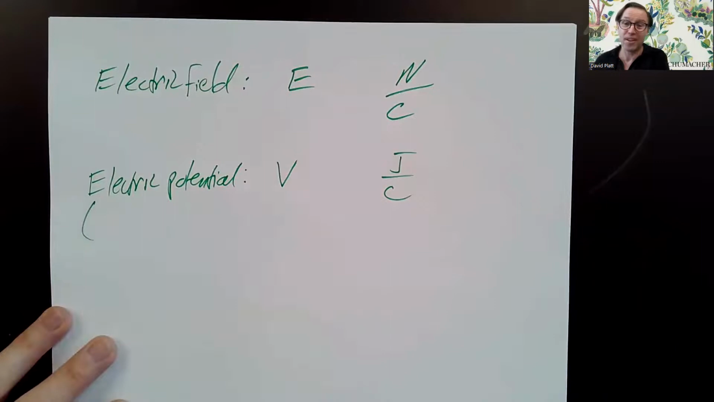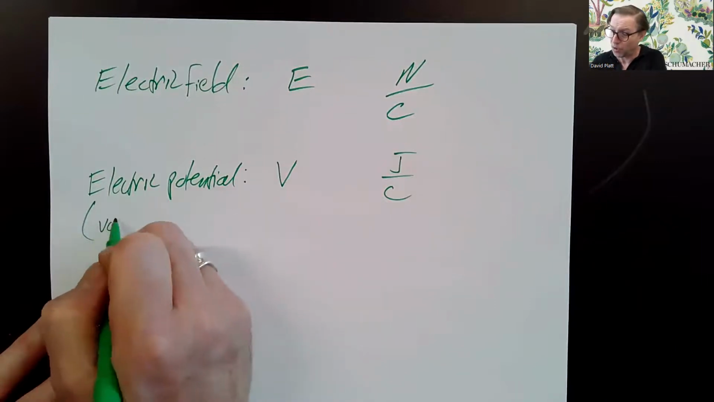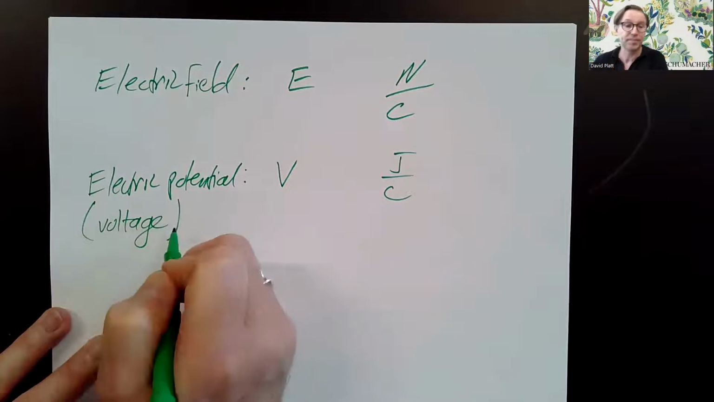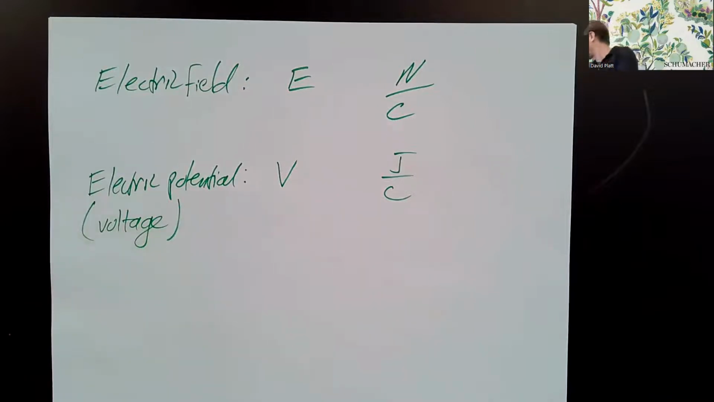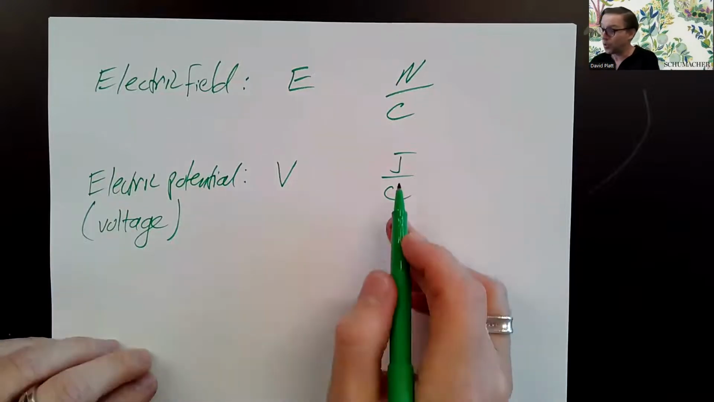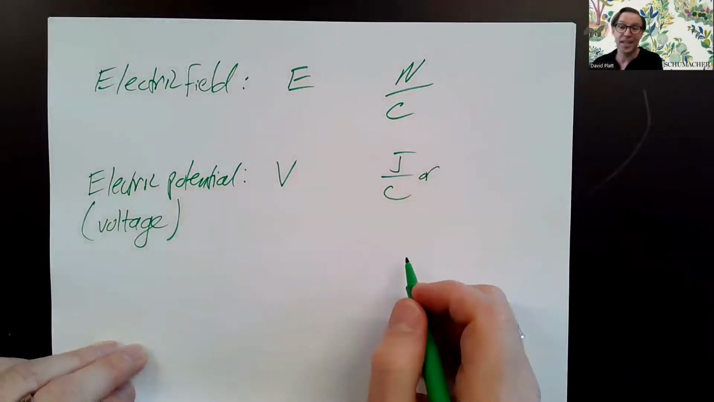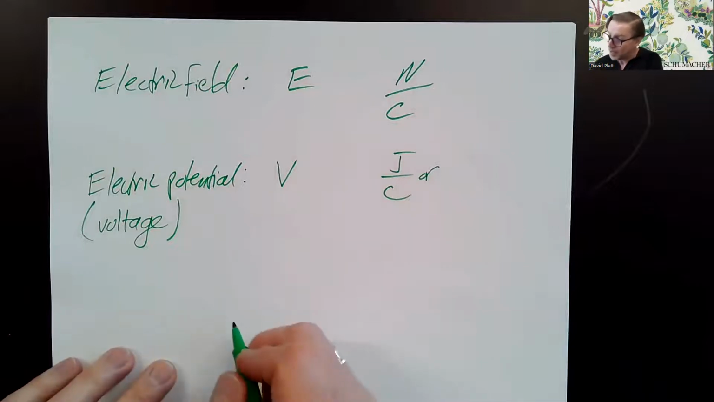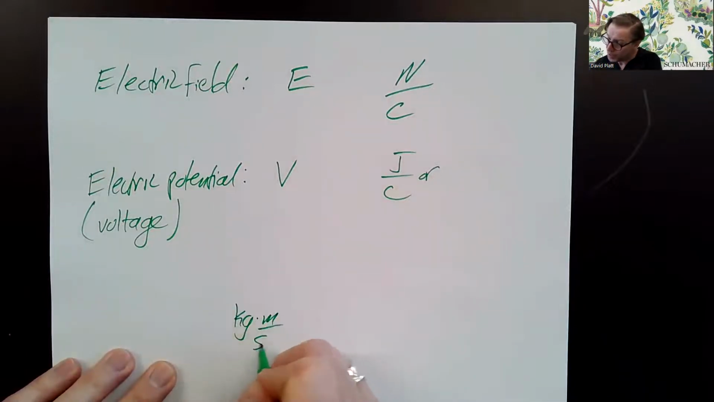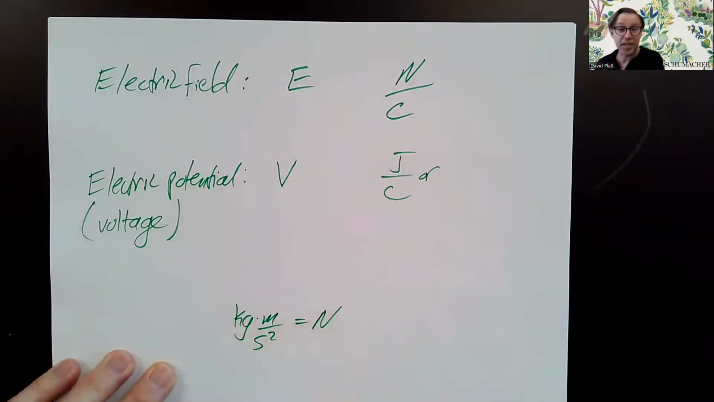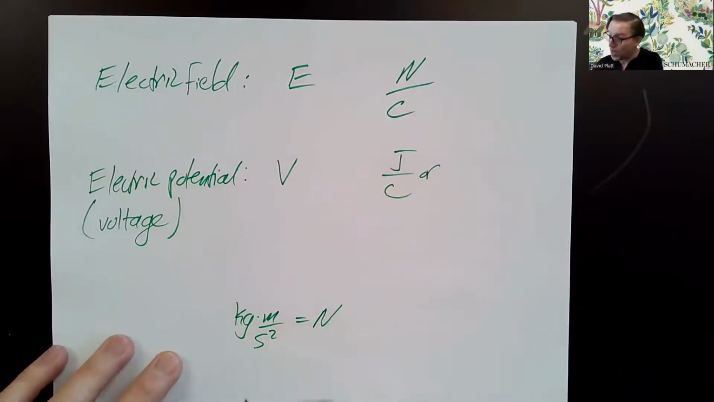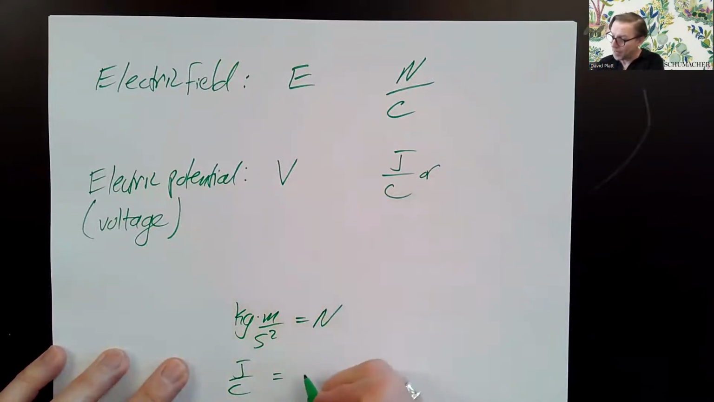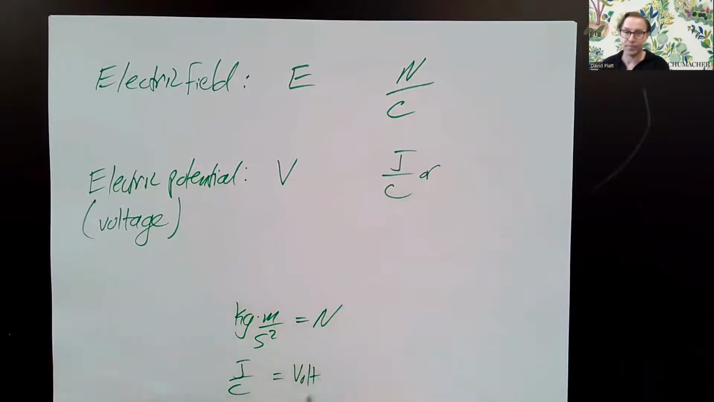But the other word for electric potential, voltage. You've heard about voltage and the number of volts on a battery. I don't have a battery here, but you know what a battery looks like. So when it says 6 volts on a battery, joules per coulomb is abbreviated. You know how kilograms times meters over seconds squared is abbreviated with the Newton? So joules per coulomb is abbreviated with the volt.